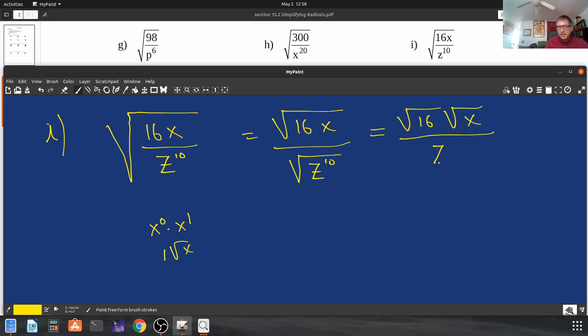This is going to be z to the 10 divided by 2. Well, the square root of 16 is 4 because we have those memorized. That's the square root of x, and 10 divided by 2 is 5.